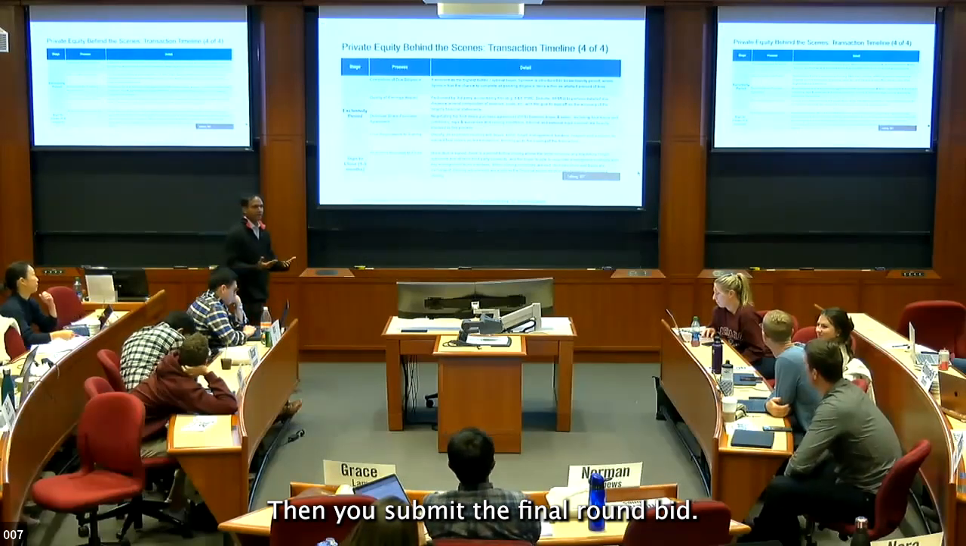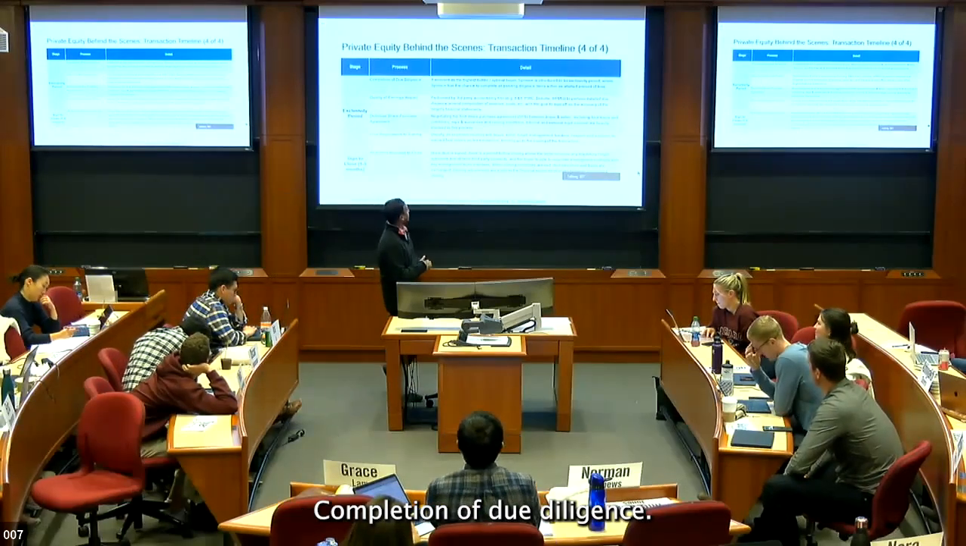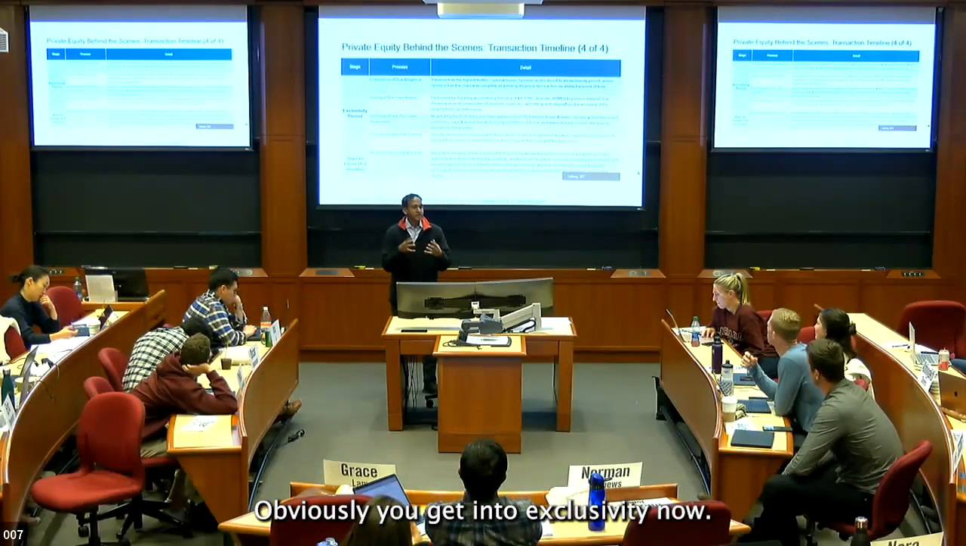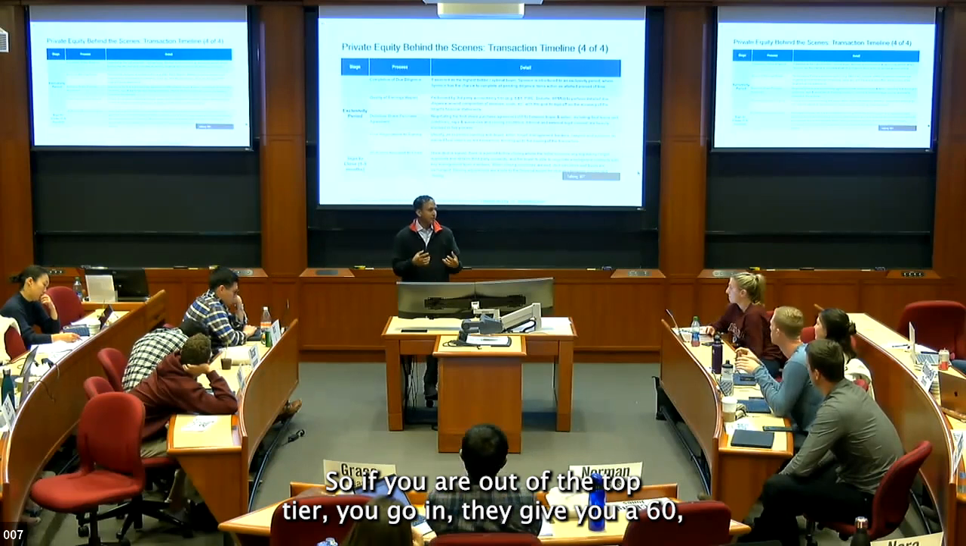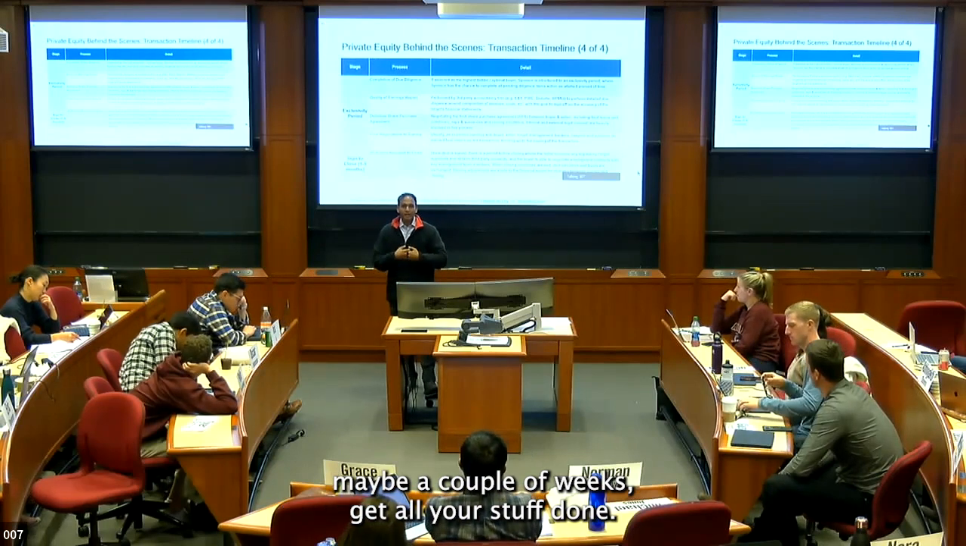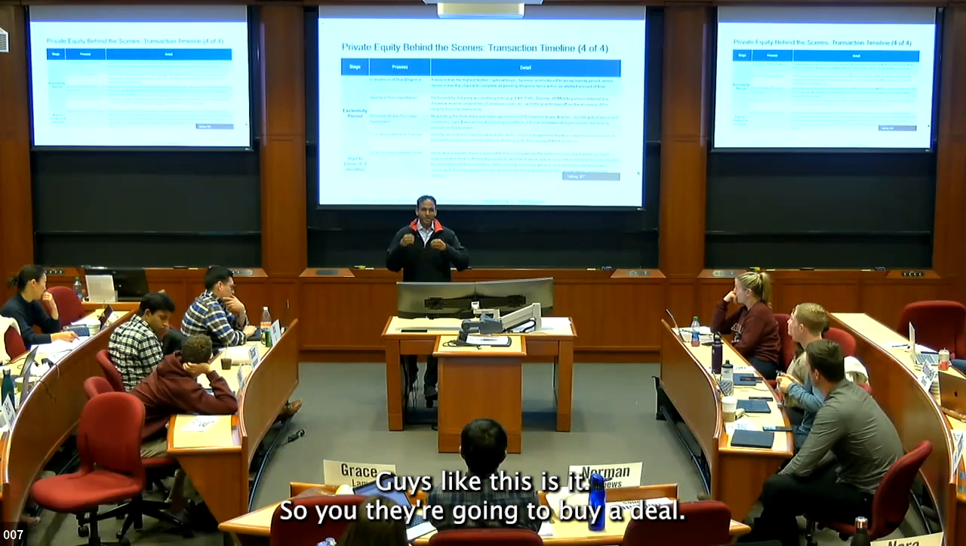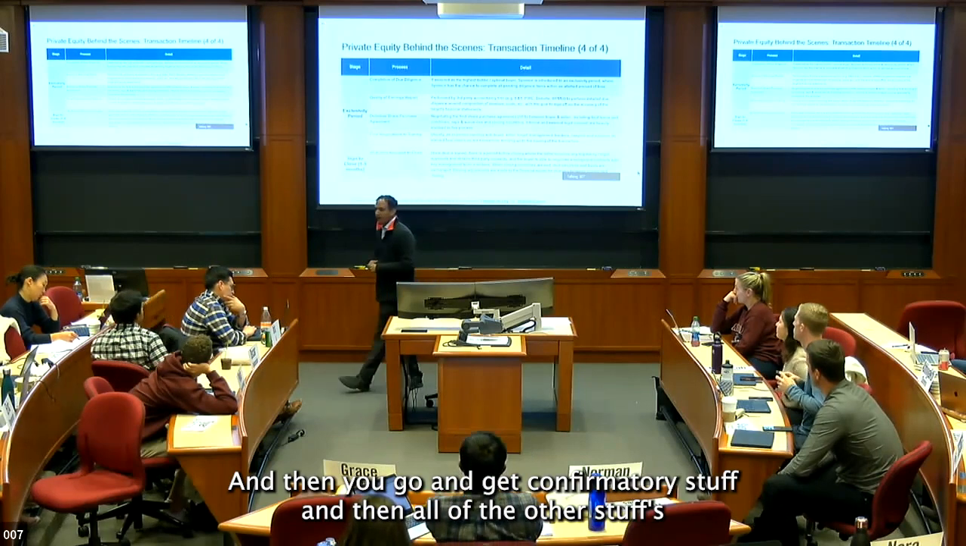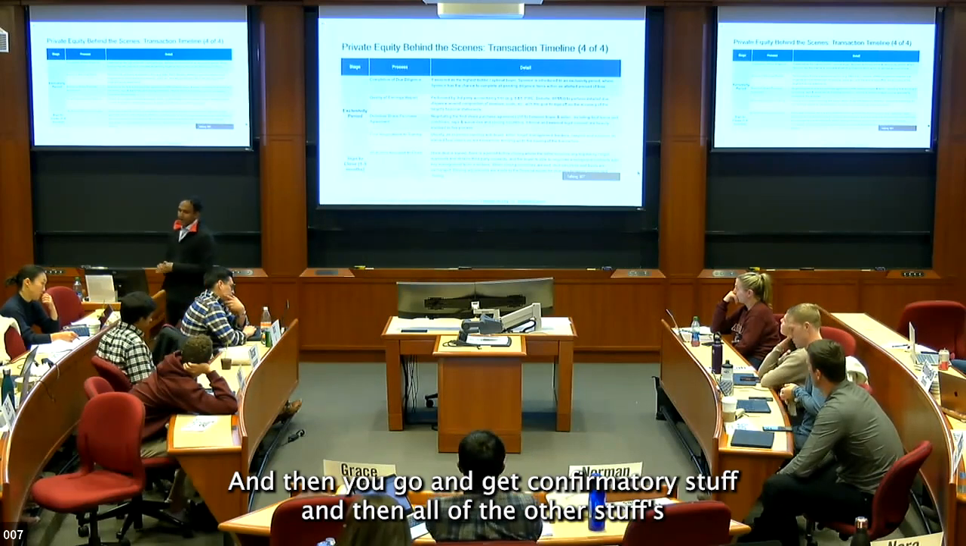Then you submit the final round bid, completion of due diligence. Obviously, you get into exclusivity now. So if you are the top bid, they give you exclusivity, maybe a couple of weeks. Get all your stuff done, guys. This is it. Either you're going to buy a deal or you're not going to do a deal. And then you go and get confirmatory stuff. And then all of the other stuff is going on.